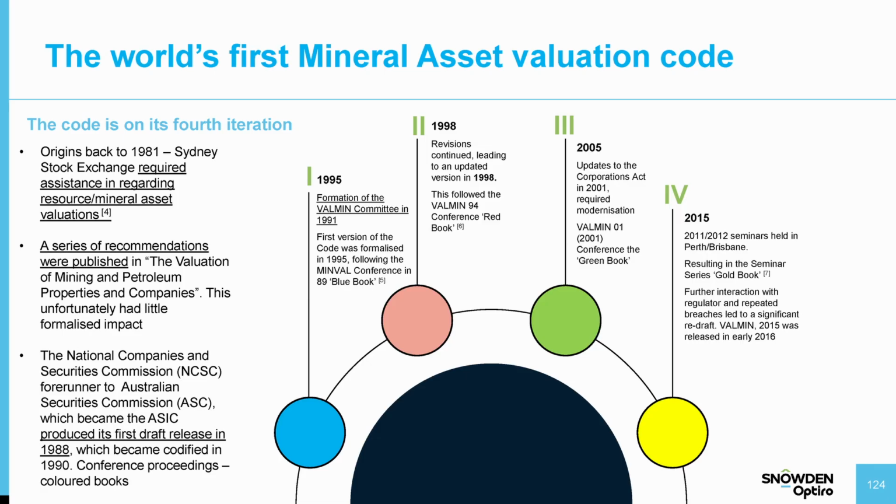Unfortunately, the best laid plans at this time had very little formalised impact until the National Companies and Securities Commission came along, which is a forerunner to the Australian Securities and Investments Commission that we have today. They produced the first draft release in about 88, and then it became codified in 90. I won't talk through those, but these are the key dates that the various iterations were produced: 95, 98, 2005, and the current one is 15.